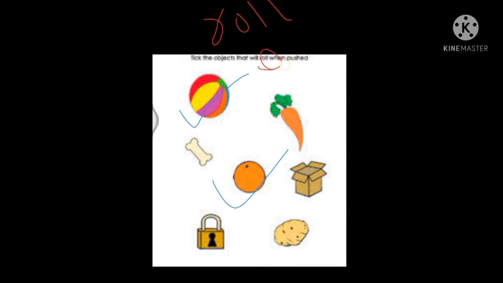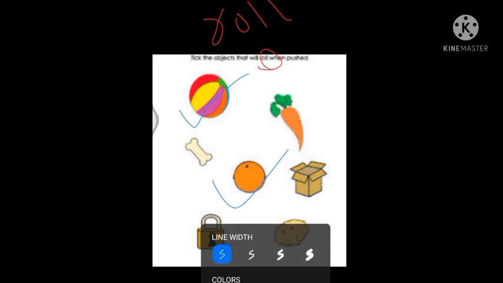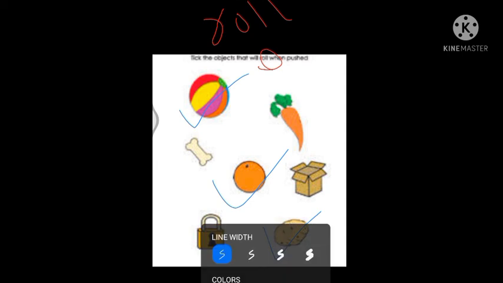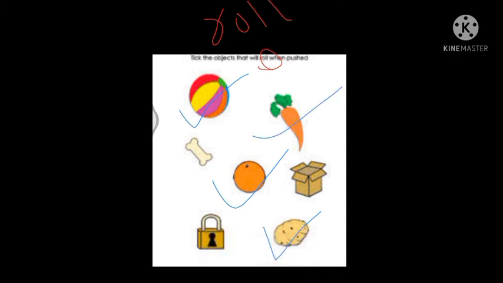Which one is the third object that will roll? Ball and orange we have already ticked. Which one is the next one? Yes, you are absolutely right. Now is there any object remaining which will roll if we push it? Is there anyone still remaining? Yes, you are absolutely right. Which one? Carrot. Carrot will roll also, right? If you push a carrot, it will roll. So here, students, regarding the rolling concept, the answer to this question is ball, orange, potato, and carrot.